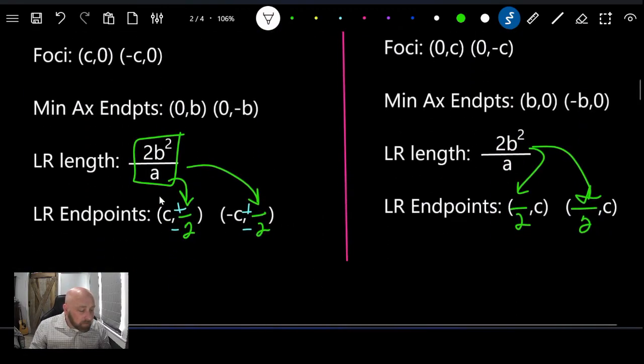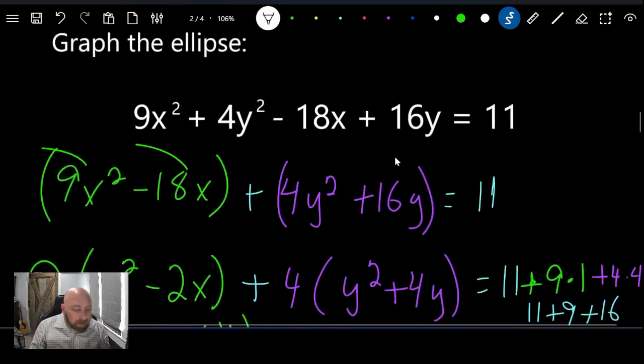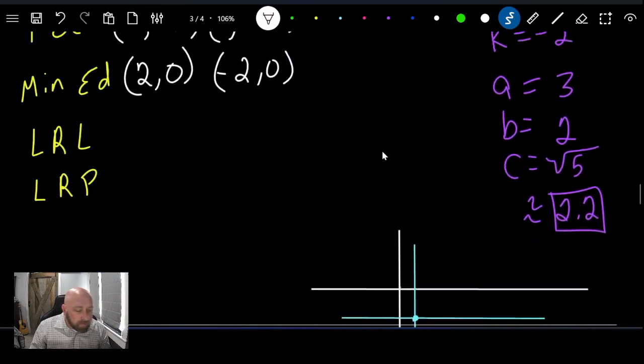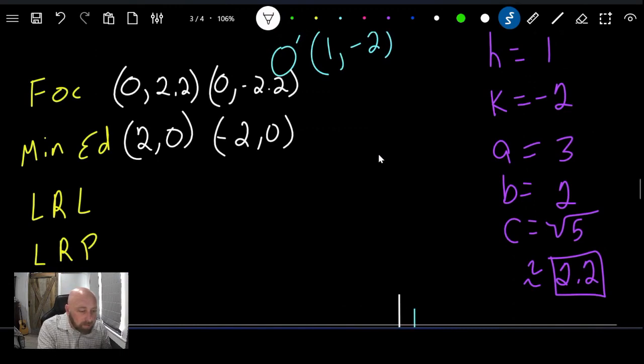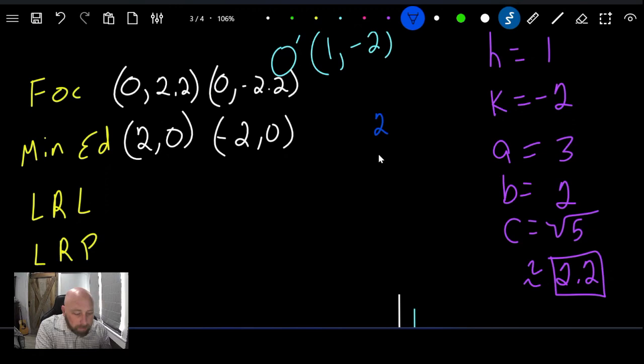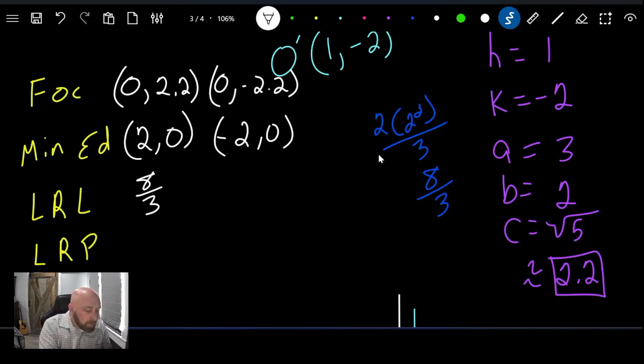So we have this cute little formula here, right? It's the same on both sides: 2b squared over a. So let's go ahead and work that out. 2b squared over a is going to be 2 times b squared, which is 2 squared, over a, which is 3. So 2 times 4 is going to be 8 over 3. That's going to be our latus rectum here. That's our length, 8 over 3.